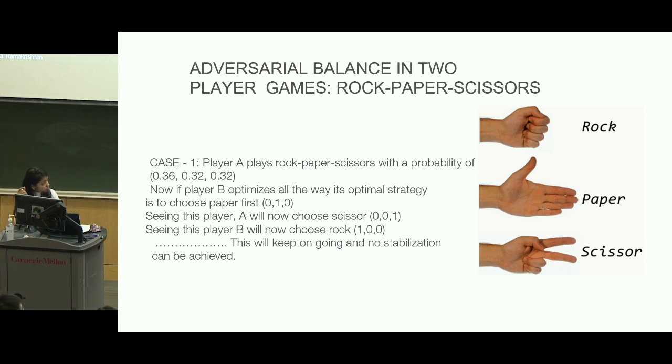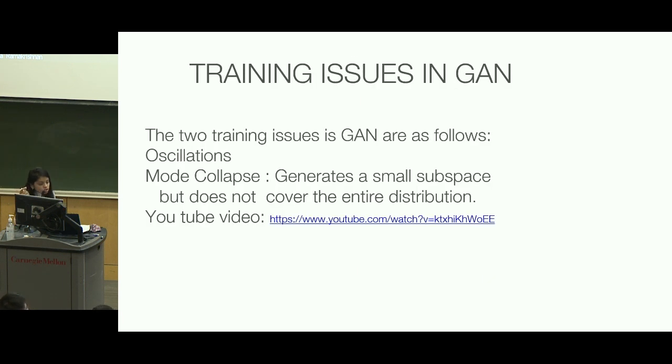So this is a small example which illustrates how you can explain the oscillations in GAN. There are two kinds of training issues present in GAN. One is the oscillation, which I've illustrated with the example, and one is mode collapse. For this, I'd like to show a video.